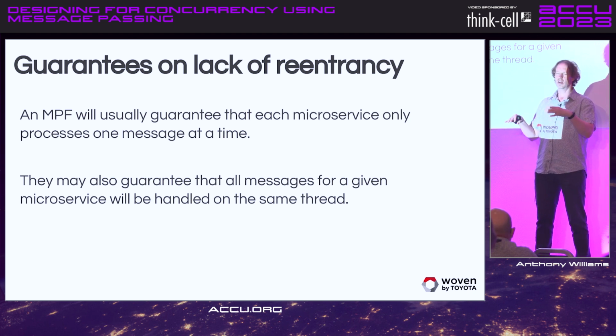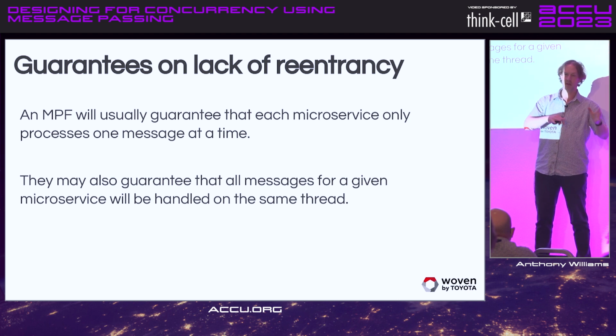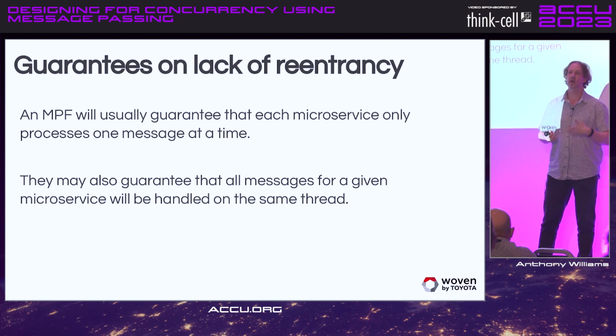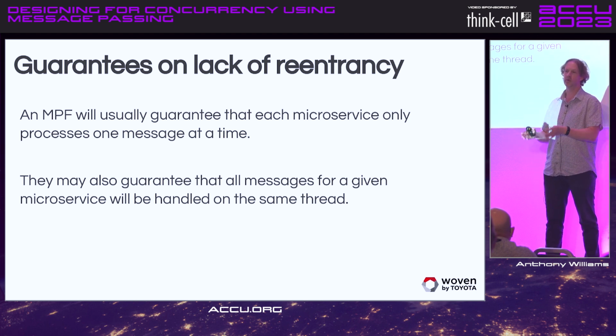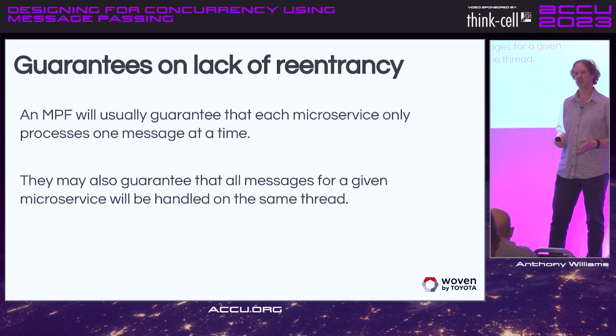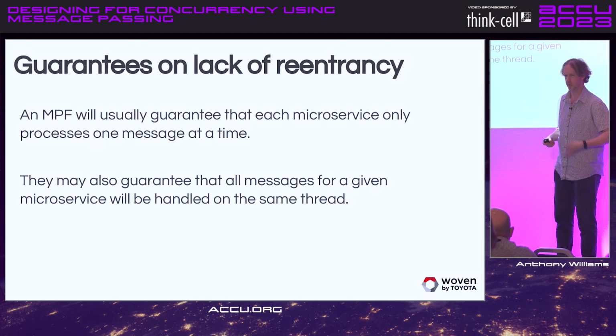Particularly if you're trying to integrate a message passing framework with some other framework, say like a GUI, then often you find that GUI code relies on all the GUI interactions for, say, a given window happening on the same thread. So having your message passing framework guarantee that all the message handlers for a given microservice are on the same thread means that you can freely interact with the GUI from that thread, as opposed to having to delegate to the GUI thread.